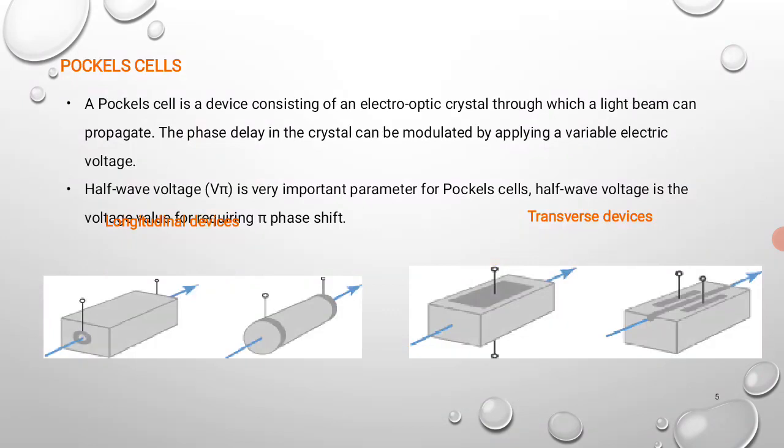The Pockels cell is a device consisting of an electro-optical crystal through which a light beam can propagate. The phase delay in the crystal can be modulated by applying a variable electric voltage. This is the longitudinal and transverse device.